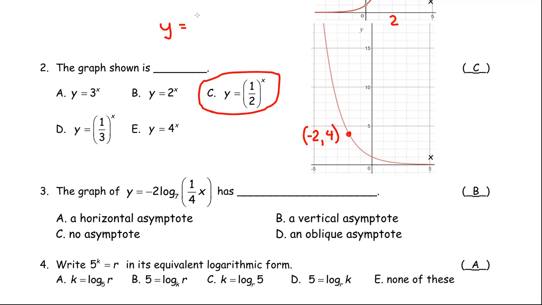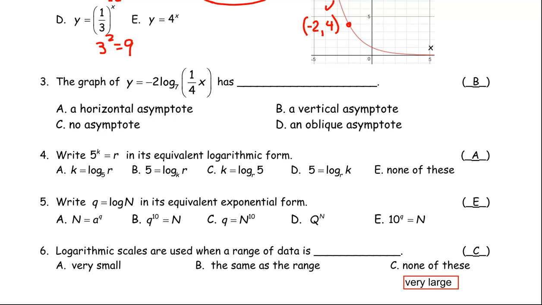I get y equals a half to the power of -2. Now remember, a negative exponent means the reciprocal. So this would actually be the same as the reciprocal of a half, which is 2, to the power of +2. And 2 squared works out to 4, which is this y value right here. So that point is on the half to the power of x. You see, if we put a -2 here in place of x, the reciprocal of a third would be 3, and 3 squared would give you a y value of 9. Okay, so way too big because our y value is only 4.